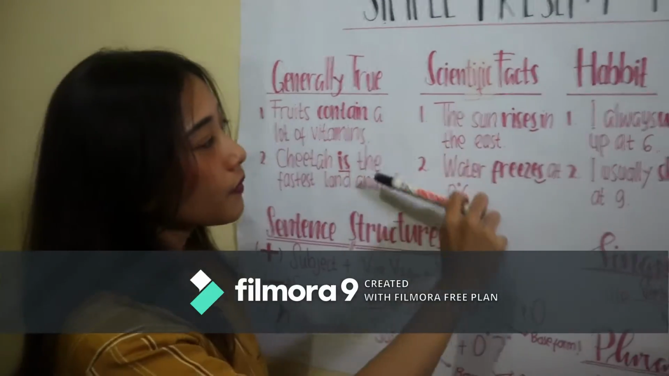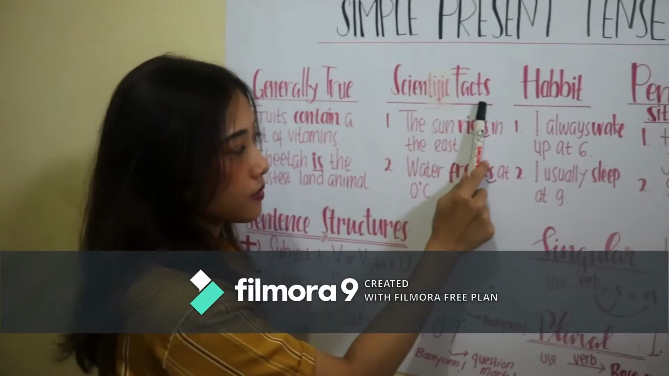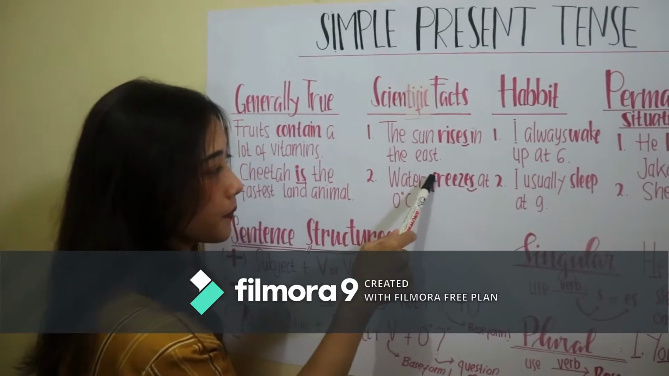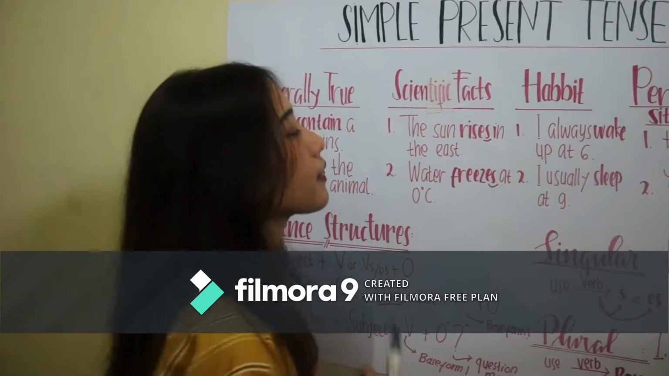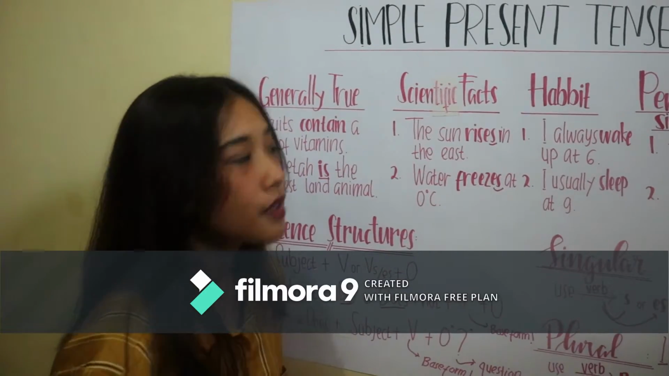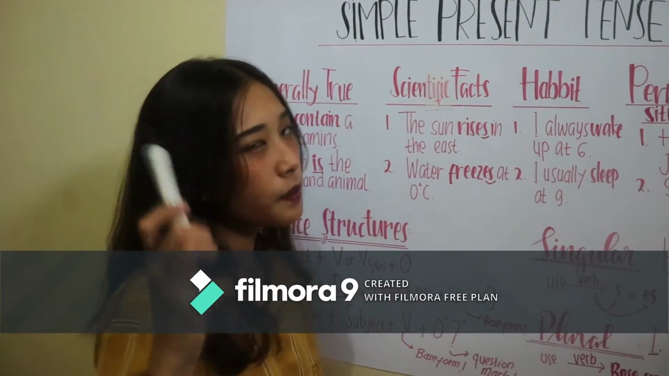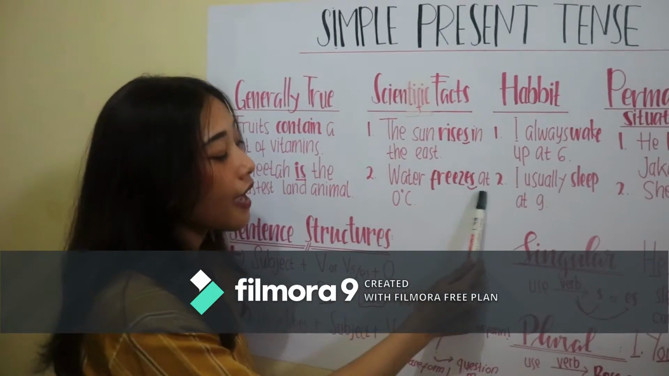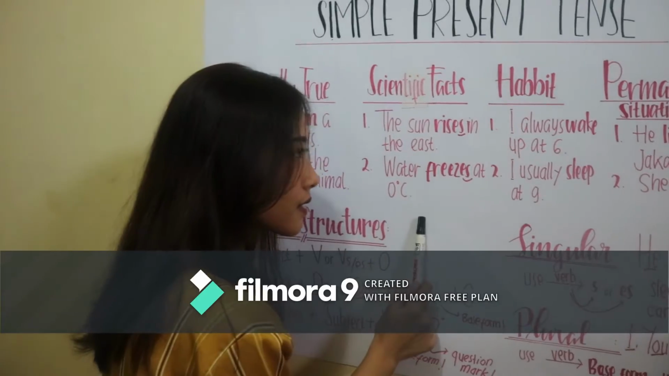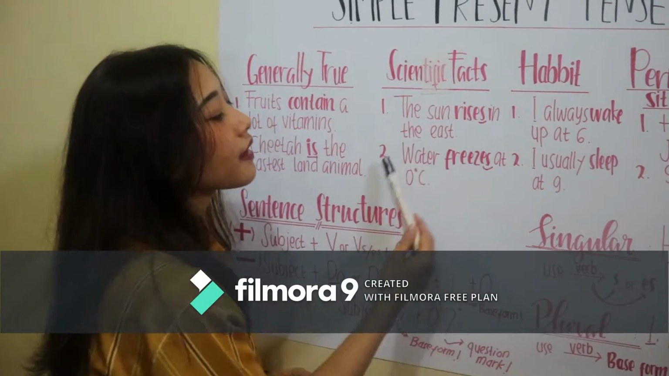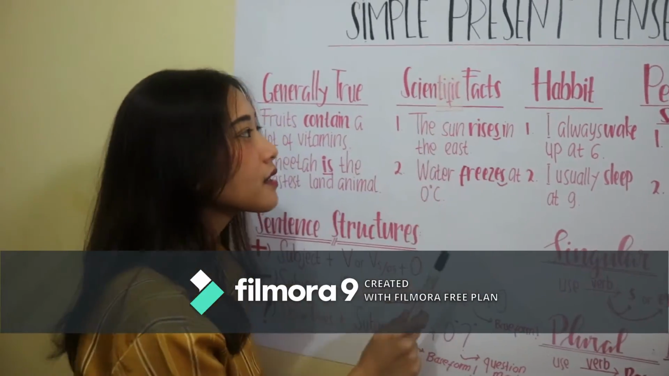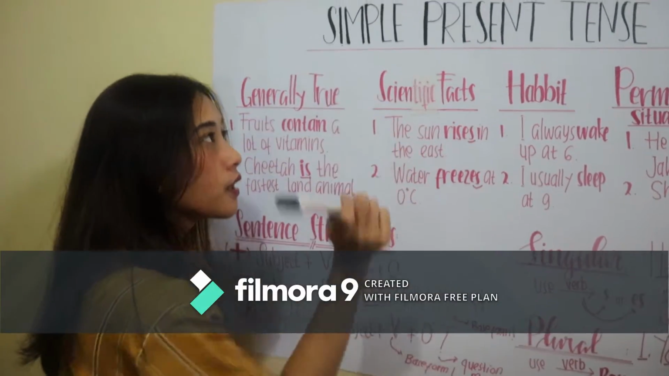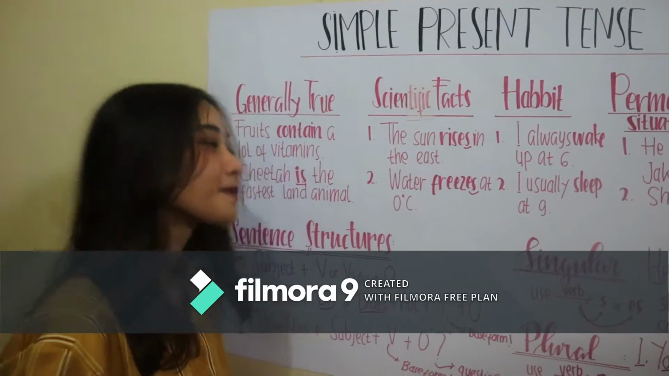Next, when we talk about scientific facts, for instance, the sun rises in the east. So you know that it rises in the east, right? If it rises in the west, it will be dangerous, right? Yes. And the second one is water freezes at 0 degrees Celsius. It's something that can be proved by science, so it is a scientific fact. So we have to use simple present tense.